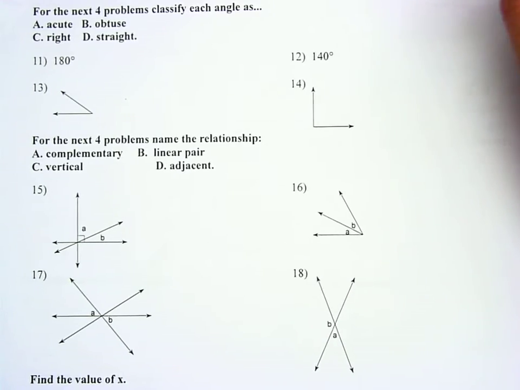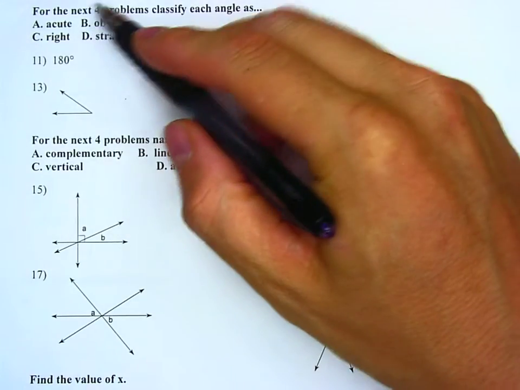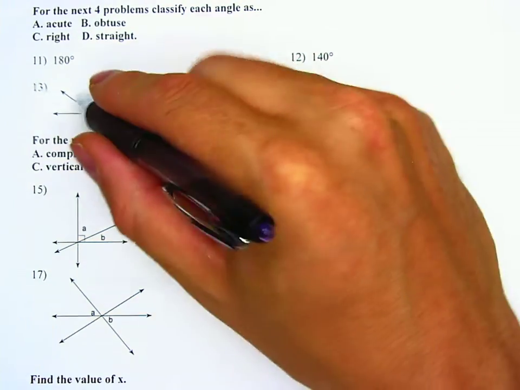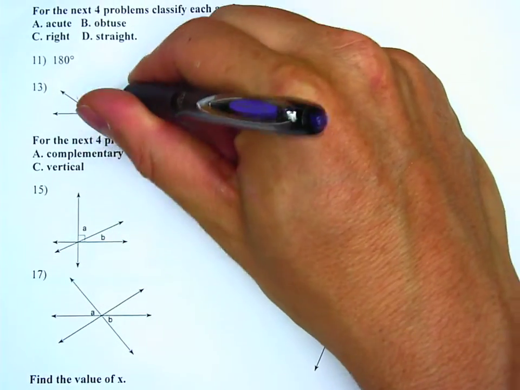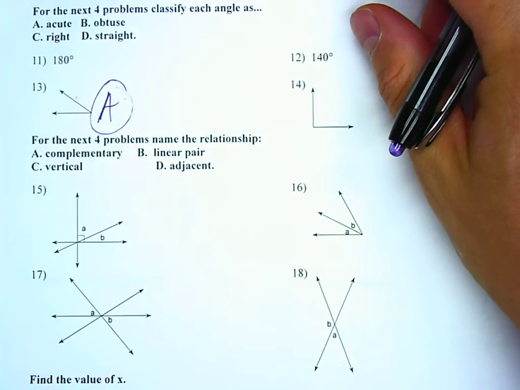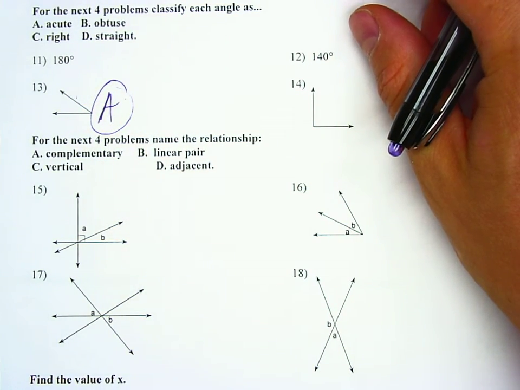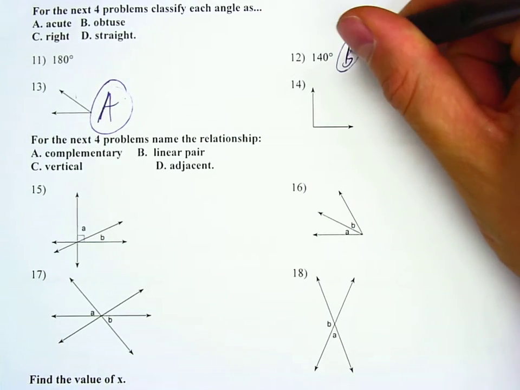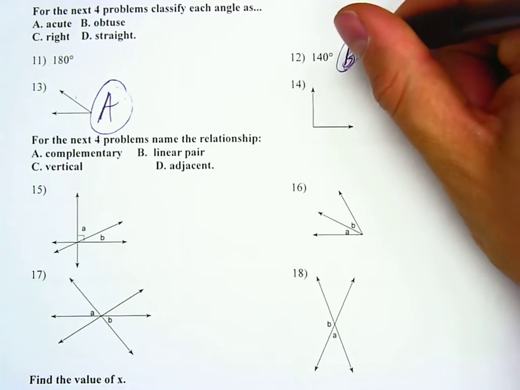The next 4 problems classify each angle as one of the 4 options, acute, obtuse, right, and straight. So let's go with the acute angle first. It should be less than 90. That's one, number 13 right here. That's acute. You can write the word or you can write the letter, I don't care. Obtuse, bigger than 90, but less than 180. So that's this 140. B is 12 is obtuse.